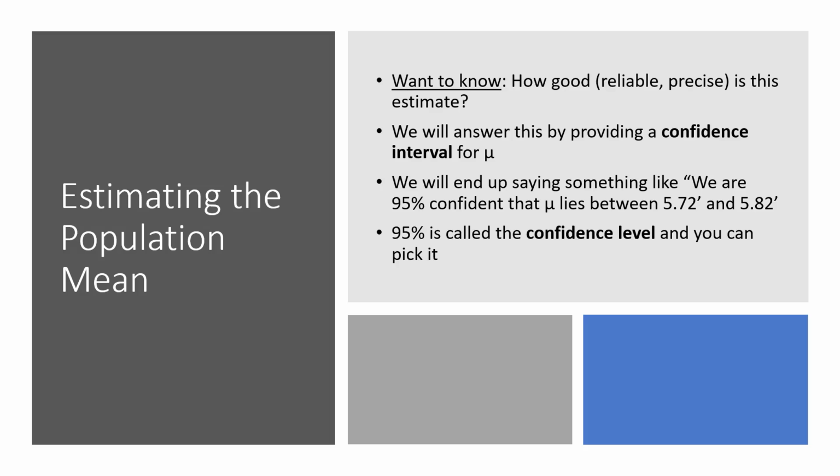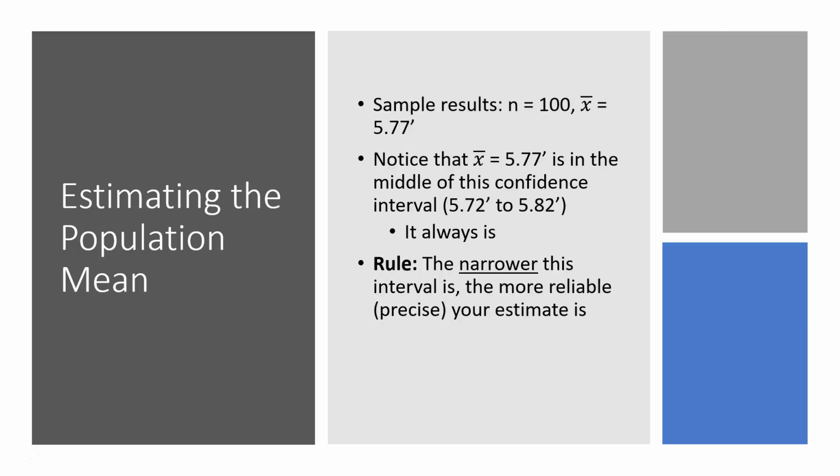So what we want to know is how good or reliable or precise the estimate is. And we can provide this answer by using a confidence interval for the population mean. And we end up saying something like we're 95% confident that the population mean lies between 5.72 feet and 5.82 feet. And so 95% is what we call our confidence level, and you get to choose what your confidence level is going to be.